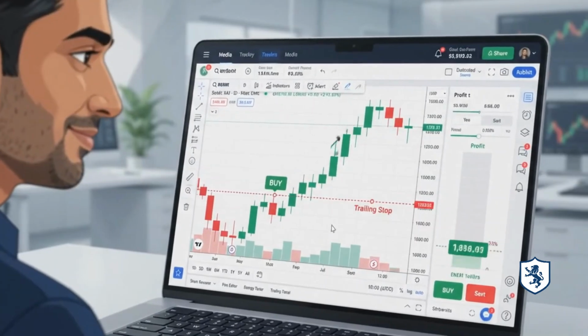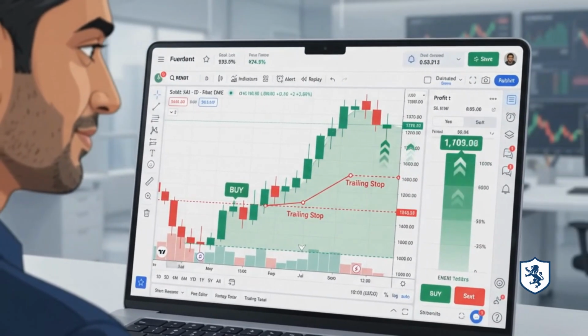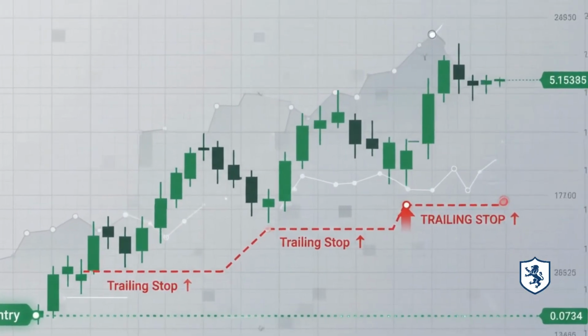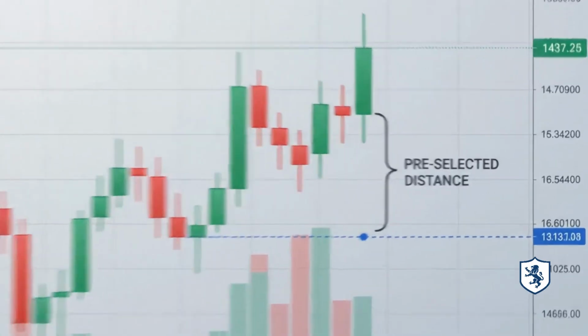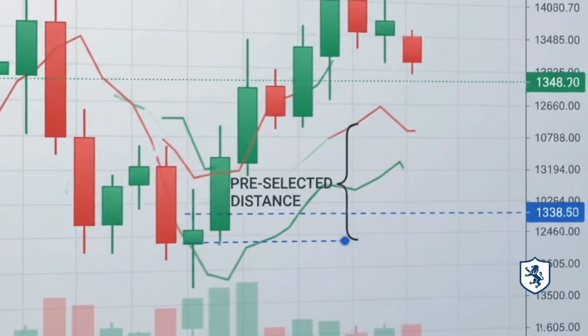The main purpose of the trailing stop is to lock in potential profits. If the market keeps moving in the profitable direction, the trailing stop moves with it. It always maintains the stop loss at the pre-selected distance from the current price.